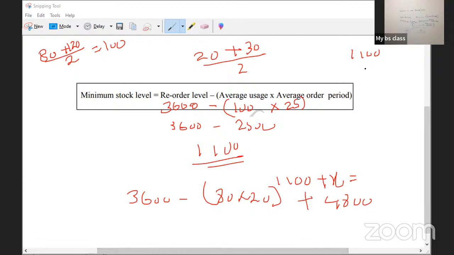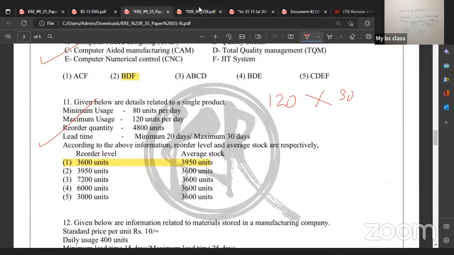So the maximum is 6,800. To get the average, 6,800 plus 1,001 divided by 2 is 3,950. So here's your minimum stock, here's your maximum stock. How do you get the average stock? By adding these together and dividing by 2, I'm getting 3,950. I hope that is clear. Let's check your answers. So question number 11, correct answer number 1.